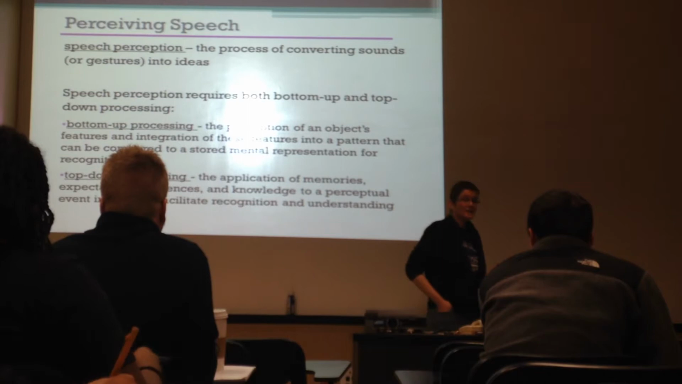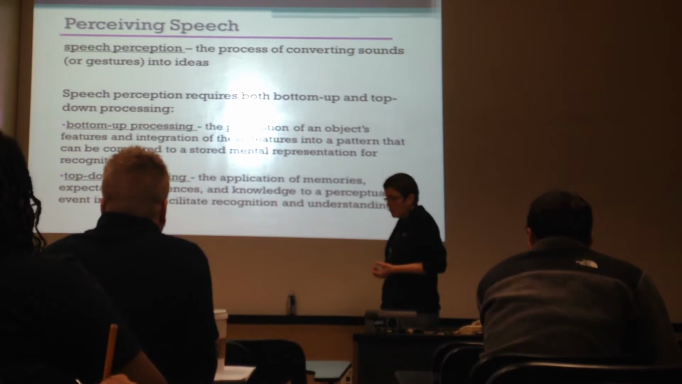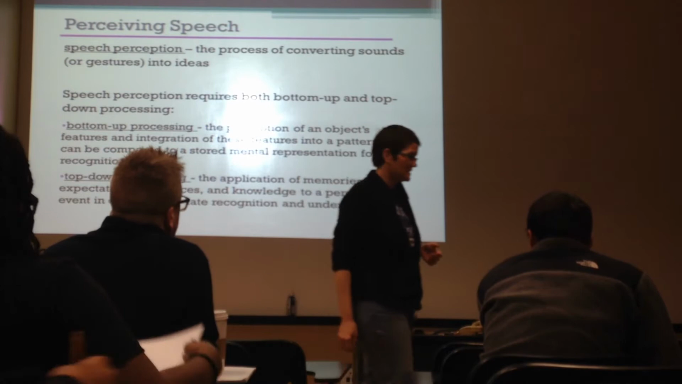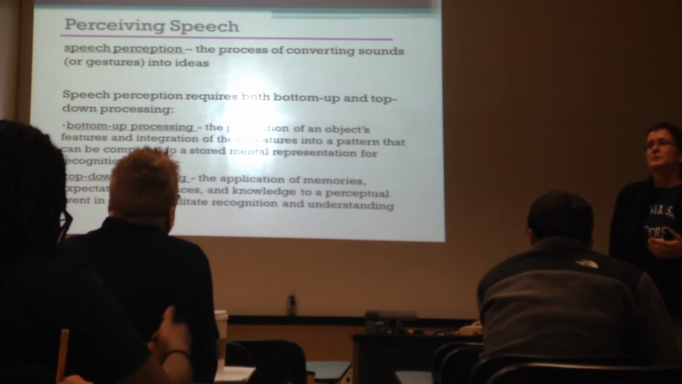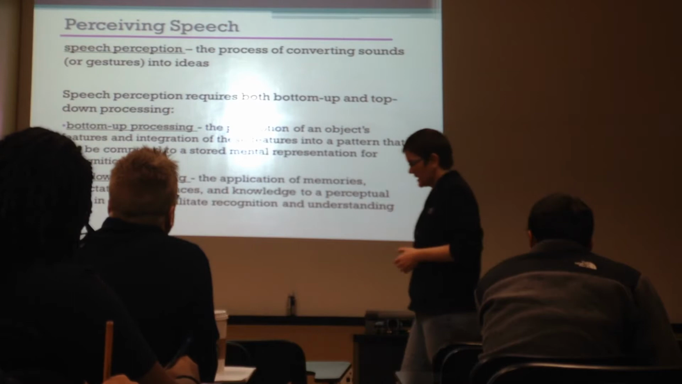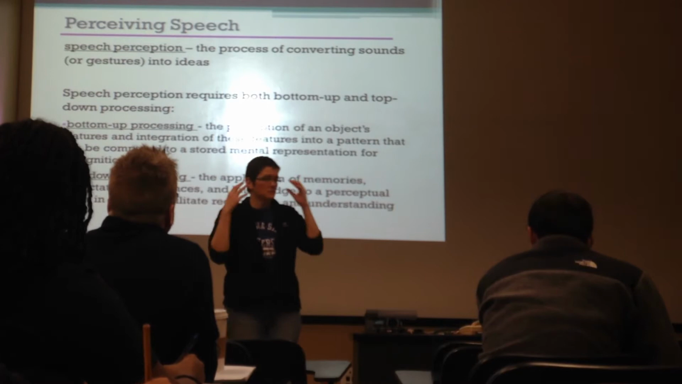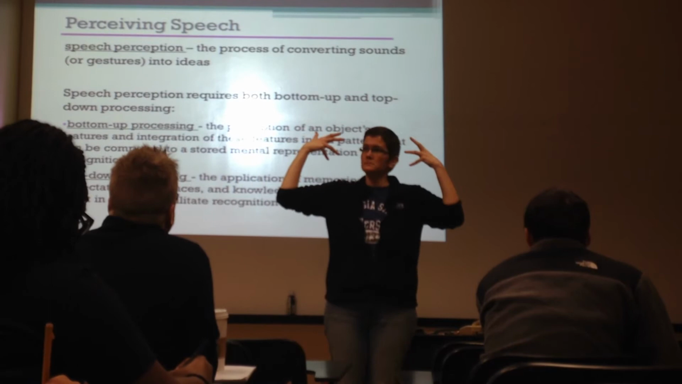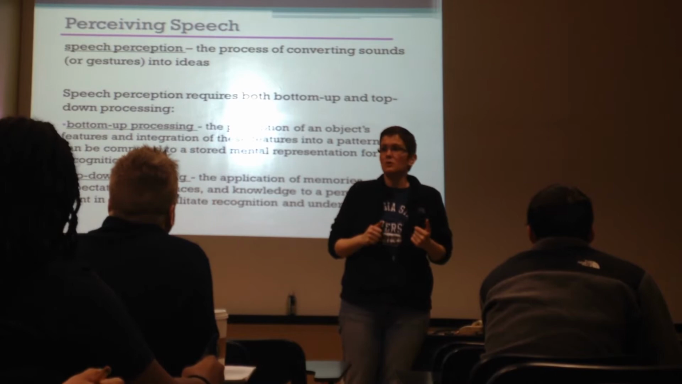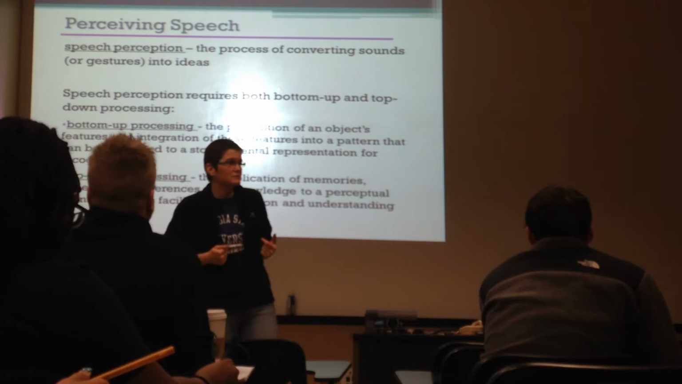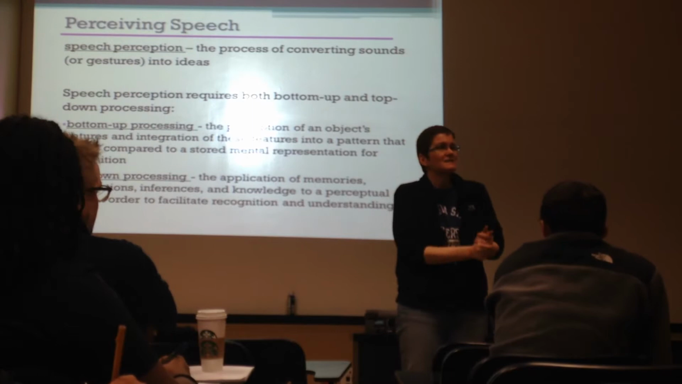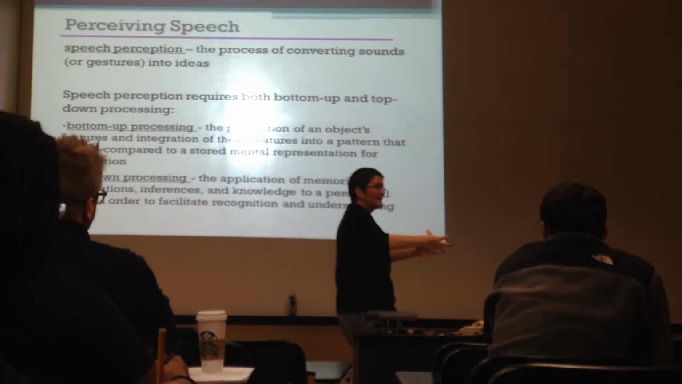Now, when we do this, we need two mechanisms. Those of you that have taken cognitive will recognize these. We need top-down mechanisms and bottom-up mechanisms. So we'll start with bottom-up. Bottom-up processing, when it comes to perception, is that taking in of the signal from the world and converting it into sensory information that your body can then interpret somehow. So when you take in light information through your eyes, that's bottom-up processing. When you take in sound information through your ears, that's bottom-up processing. When you take in touch information through your skin, that's bottom-up processing. You're taking in the message from the world and interpreting it somehow.